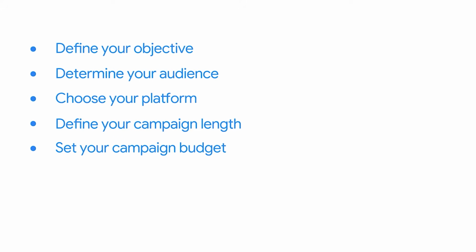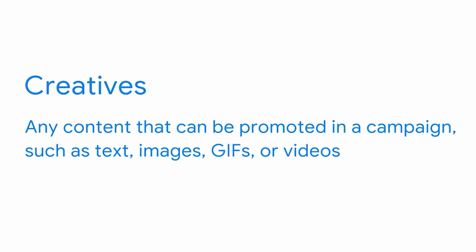And of course, you'll need to develop and upload your campaign content or creatives. Creatives are any content that can be promoted in a campaign, such as text, images, GIFs, or videos. To develop your creatives, first familiarize yourself with the required ad specs, including dimension, sizes, and formats for different platforms. Carefully craft your call to action phrases and marketing messaging so that your ads land with your target audience. And as we've discussed previously, you may want to perform some organic testing to ensure your assets are optimized.